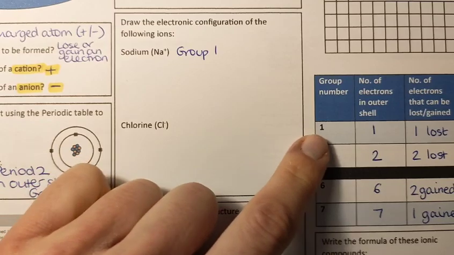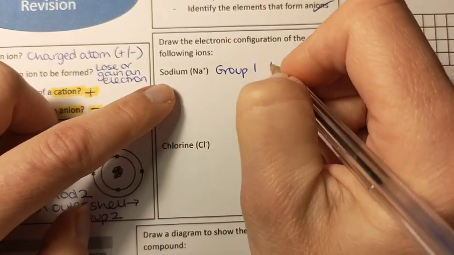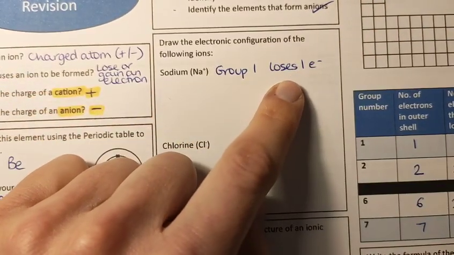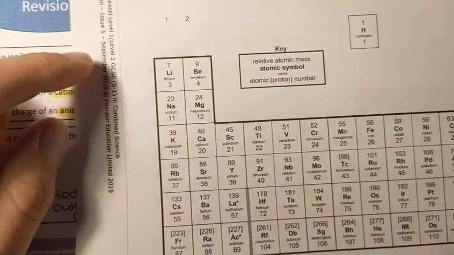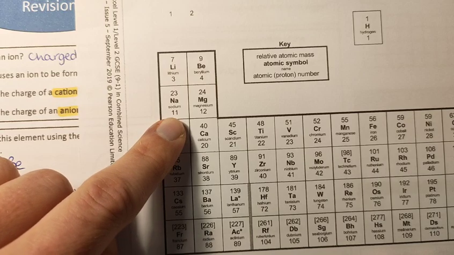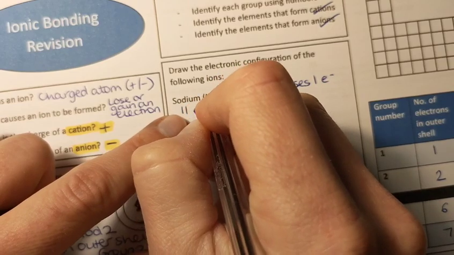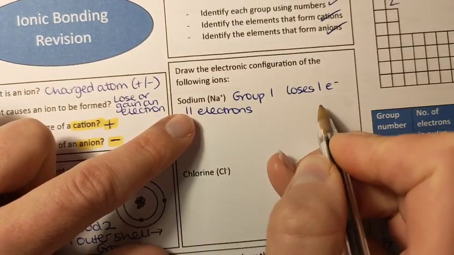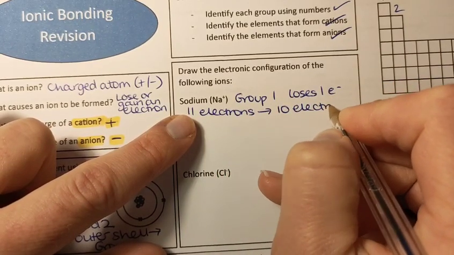So it will, if I look on here, group 1, it will lose 1 electron. So it loses 1 electron. I'm going to write e- for electron. If I get the periodic table back, finding sodium again, the atomic number is 11. That means there are 11 electrons in total. So 11 electrons, but I have to remember it lost 1. So if it's lost 1, now it has 10 electrons.